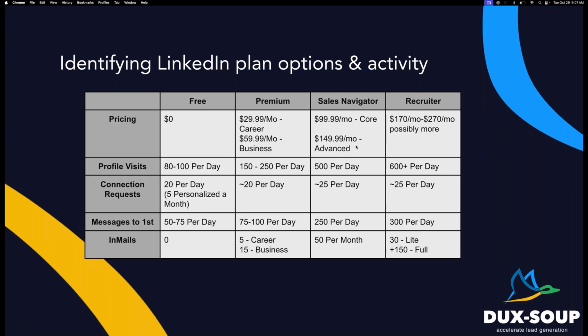With these, you can see up here at the top of our graph it says free, premium, sales nav, and recruiter. And on the left-hand side it says pricing, profile visits, connection requests, messages to first, which means messages to your first-degree connections, and the number of InMails, right? We'll go through this really quickly, and let me talk about each one.